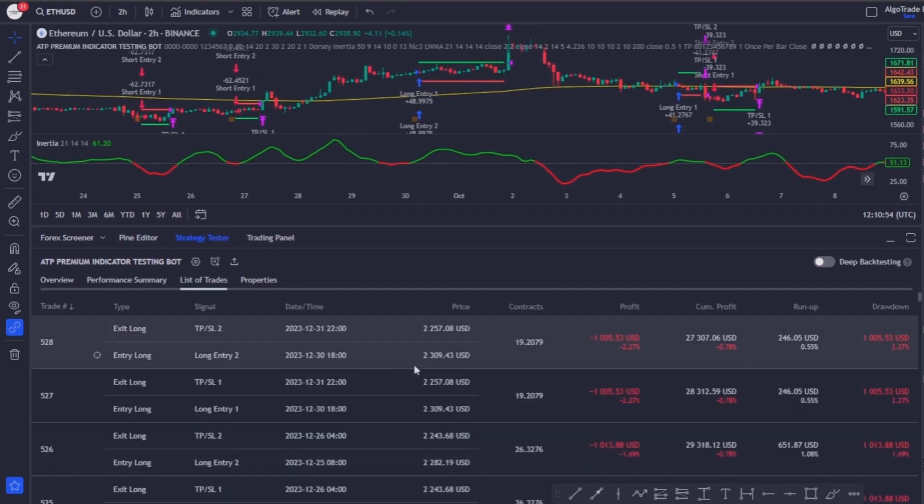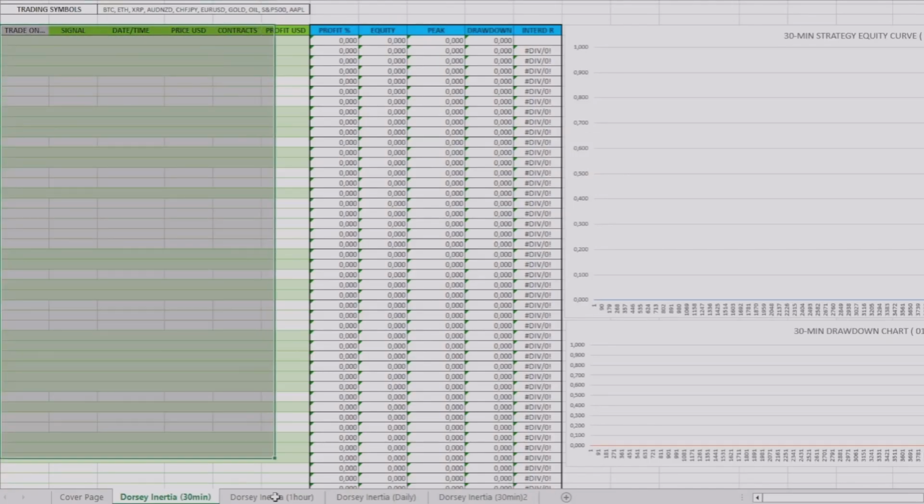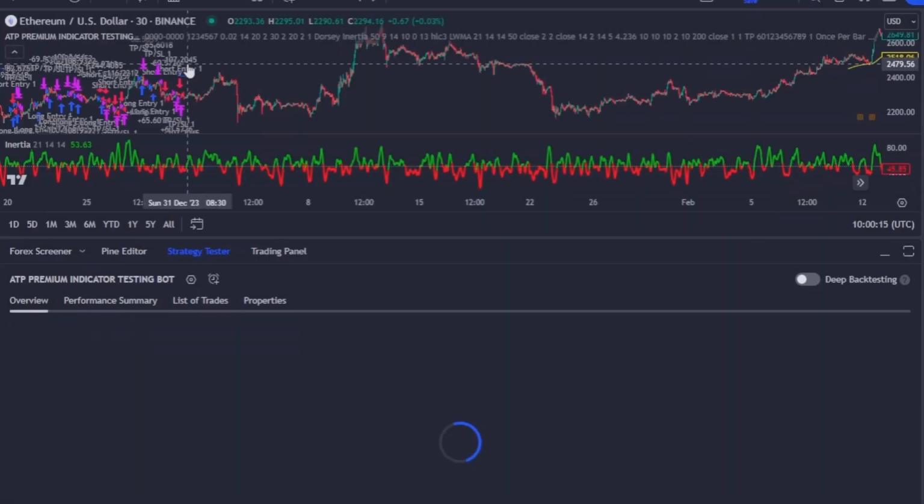And because I have the premium TradingView plan, I can download all the trades the bot takes, and that's what I'm going to do to create the trading journals. I will speed up the video, but you can slow it down on the YouTube settings.